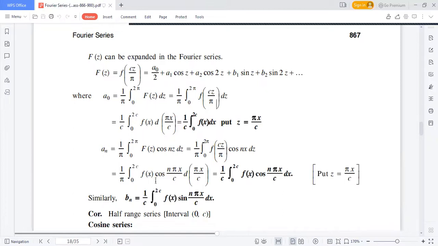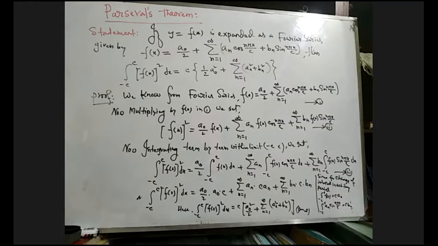Okay, similarly, a n equals what? 1 by c, integral 0 to twice c, f of x cos n pi x by c. That means minus c to plus c, f of x cos n pi x by c equals a n into c. Similarly, b n equals 1 by c, using these three formulas: for the cos coefficient for n equals 0, the cos coefficient for arbitrary n, and the sine coefficient for arbitrary n. So using these three formulas, we can prove the Parseval theorem, or Parseval's identity, or Parseval's formula.